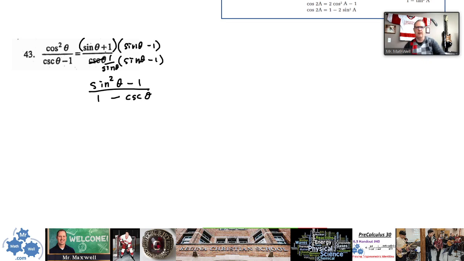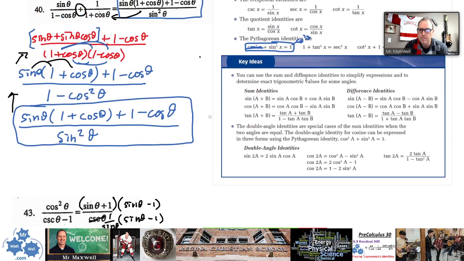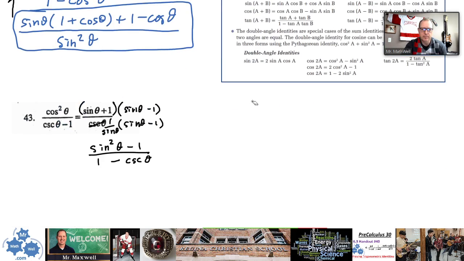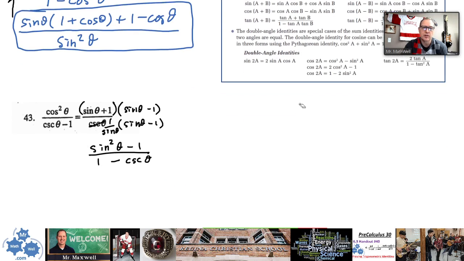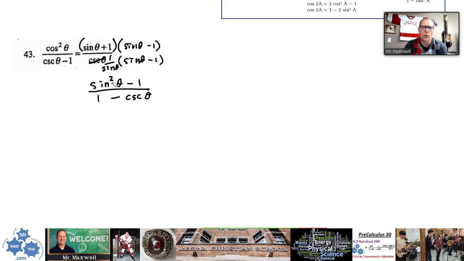This is looking really good. Now, the reason why I'm liking this is because of sine squared theta minus 1. I've kind of messed this up a bit. Well, sine squared theta minus 1. Okay. 1 minus sine squared theta would be nice, right? 1 minus sine squared theta would be nice. So how can we get 1 minus sine squared theta? Because that would be equal to cosine squared theta.